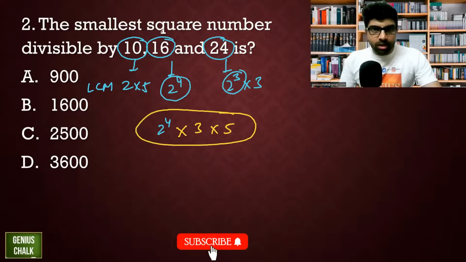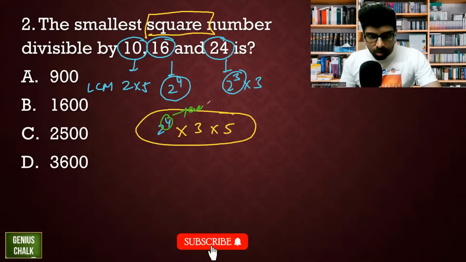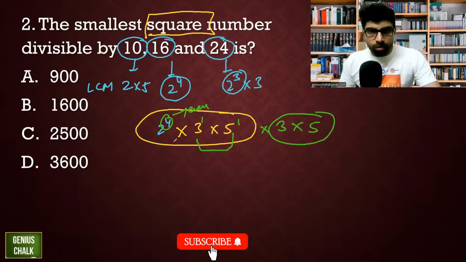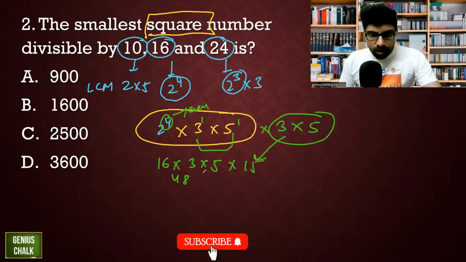So we can see it is saying smallest square number. What is a perfect square? A perfect square is a number which has all its powers even. So here the powers of 3 and 5 are odd. That means we need to multiply by one more power of 3, and one more power of 5. So if we solve this, this is 16 into 3 into 5 into 15, right? So this becomes 48 into 5 into 15. So that has to be our answer.